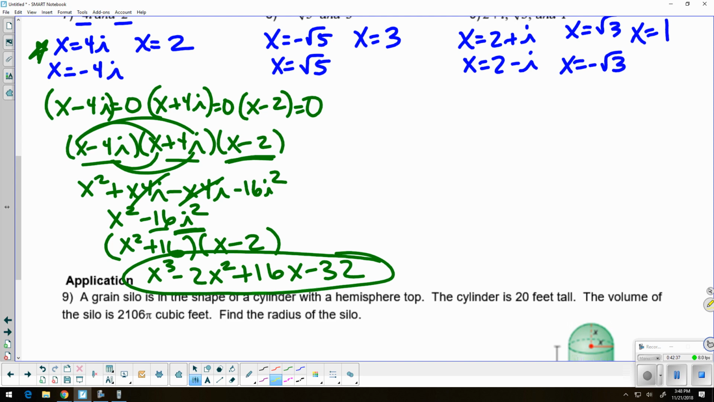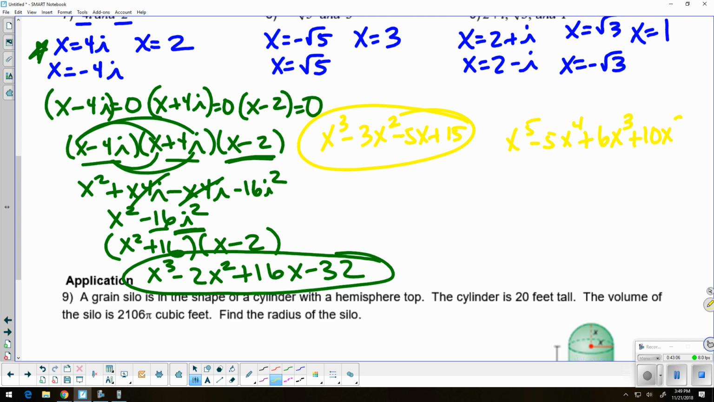But for the next one, what you should get as the answer, I'll just write it up here. You should get x cubed minus 3x squared minus 5x plus 15. And the big one, the last one, what you should get if you FOIL this all out and multiply it together: x to the fifth minus 5x to the fourth plus 6x to the third plus 10x squared minus 27x plus 15. So that's the entire polynomial. Honestly, that would probably take up almost a half sheet of paper if you were to actually multiply it all out.